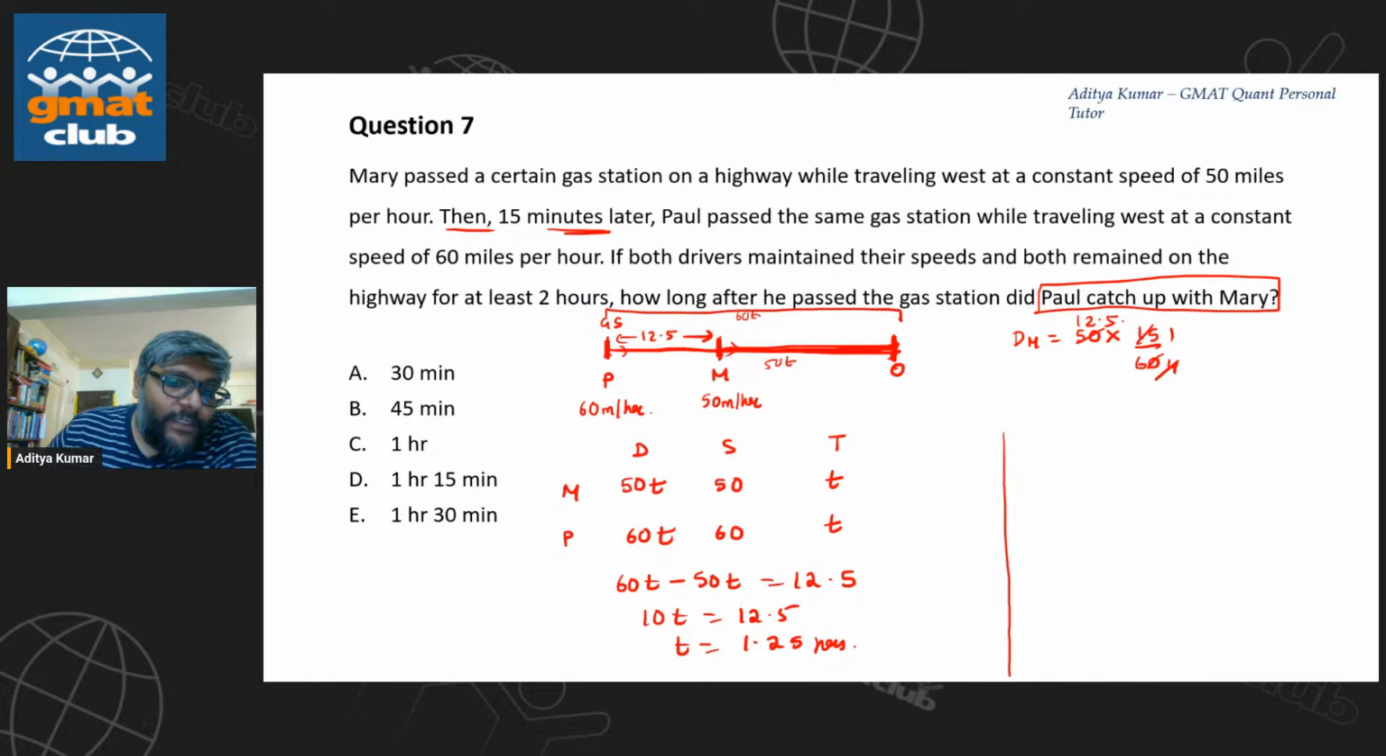So 1.25 hours. The answers are in hours and minutes. 1.25 hours, 0.25 hours is 1/4 of an hour, and 1/4 of an hour is 15 minutes. So it will be 1 hour, 15 minutes. Right? That would be your answer.